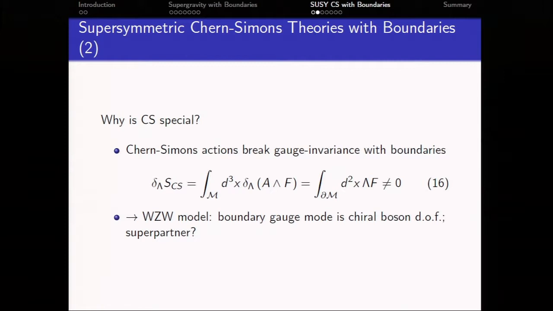Well, Chern-Simons actions break gauge invariance when you have boundaries. This is nothing new. This guy transforms with a total derivative and you get a boundary term when you do a gauge transformation. This is, of course, absolutely nothing new. This is essentially what a Wess-Zumino-Witten model is, and you get a boundary gauge mode out of this gauge transformation that doesn't vanish on the boundary. This gives you something which is a bosonic degree of freedom. And since I've been harping on supersymmetry, what you would be worried about is, well, where is the superpartner for this guy?